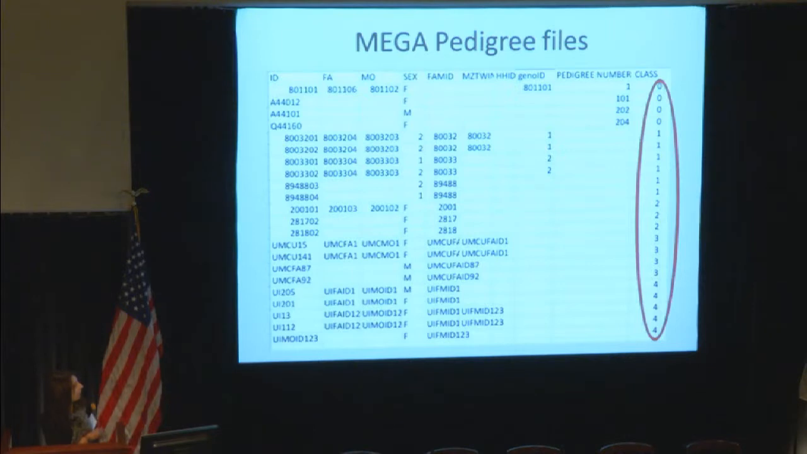Now, for a mega pedigree file, you just stack them all on top of each other. You include all the information. If one study, for example, is not a pedigree study, so maybe it doesn't have a geno ID, you can just leave that blank. And you need to add this class characteristic, and every cohort gets a separate class identification.